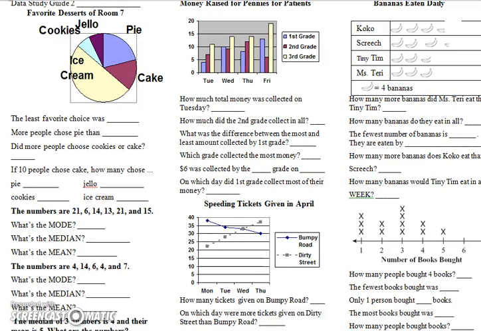Second study guide for the data. So we have a pie chart to start with. Least favorite choice. There's actually two because we're just looking for the smallest piece of pie. We got Jell-O and cookies.